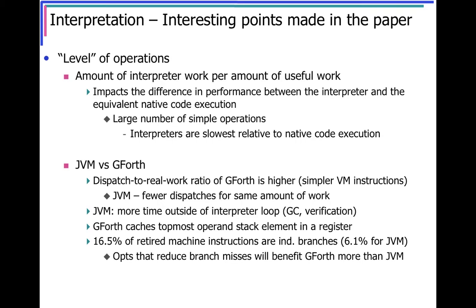So we're going to try to improve dispatch, and for lower level languages, we're going to have more of an opportunity to get performance back. In terms of the Java JVM, there's more time outside of the interpreter loop than G4th, just like Python has even more than Java. G4th caches the topmost operand stack element in a register to make the operand stack manipulation much faster.